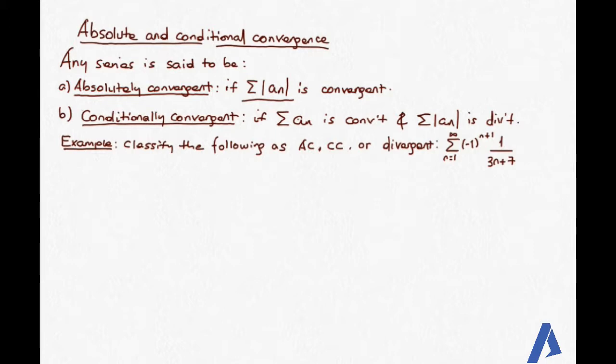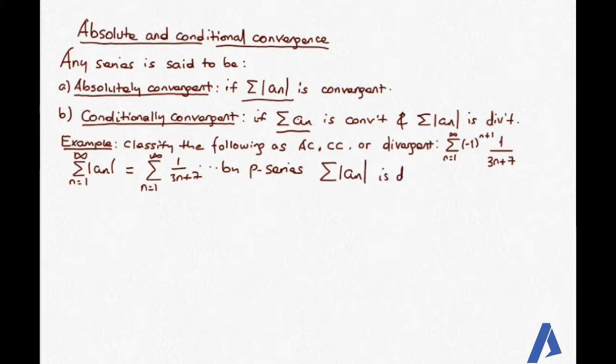If not, we check the summation of an, and then we say it is divergent. So as an example, let's first check, as stated, the absolute value of an from n equals 1 to infinity, which is the same as 1 over 3n plus 7. As we know, this is a p series of the form where p is equal to 1. If p is 1, this is divergent. So by the p series test, the summation of the absolute value of an is divergent.